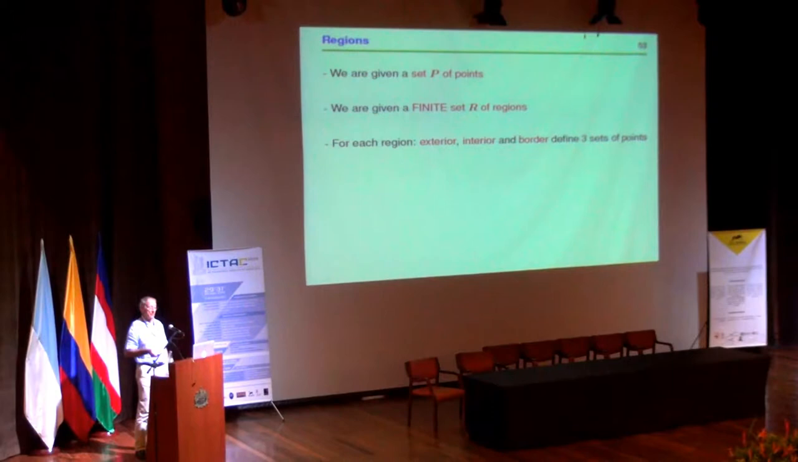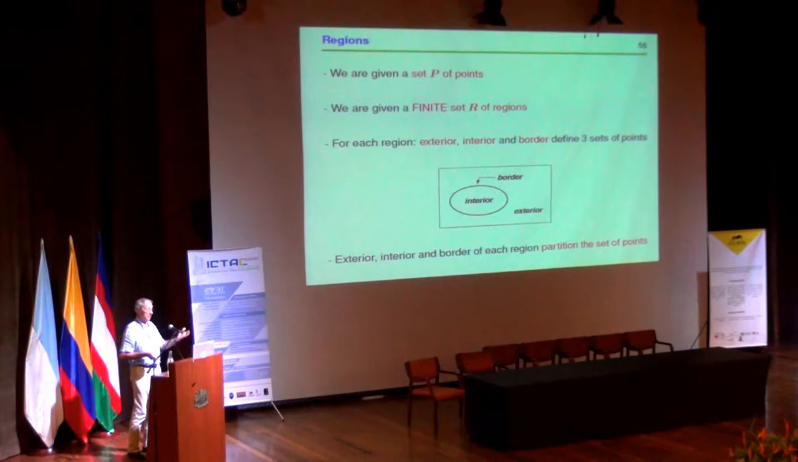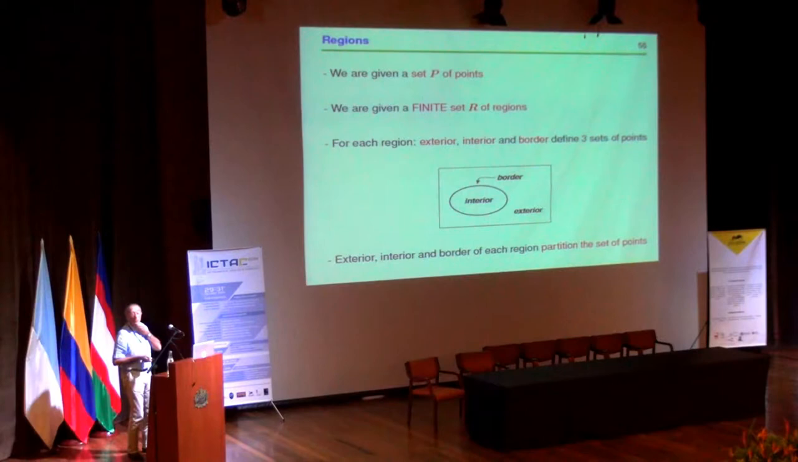So we can see here when we have all the points, all the points everywhere, and we have a region here. We have the interior, the set of points for the interior corresponds to all this. We have the exterior, and we have the border. And the main property is that exterior, interior, and border of each region partition the set of points. Okay, they are incompatible, and when you take their union, you get all the points. So this is the definition of a region.